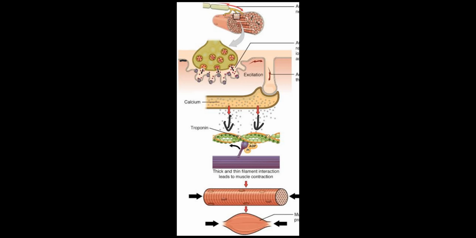This calcium will go and bind to TNC subunit of troponins which are scattered on the thin filament. That will unmask the myosin binding sites on actin filaments, and this will allow the cross arm of a thick filament to bind with myosin binding sites of thin filament.